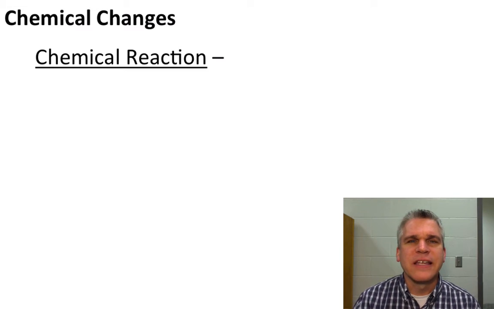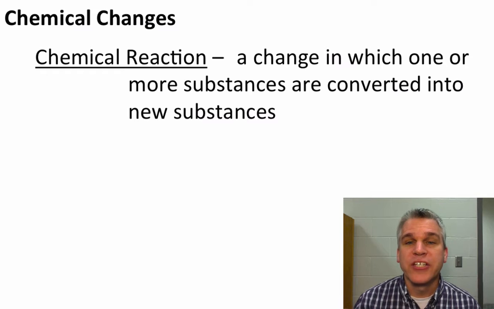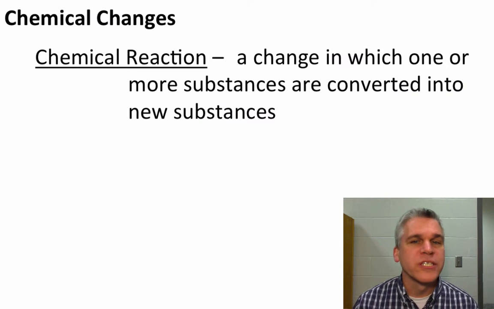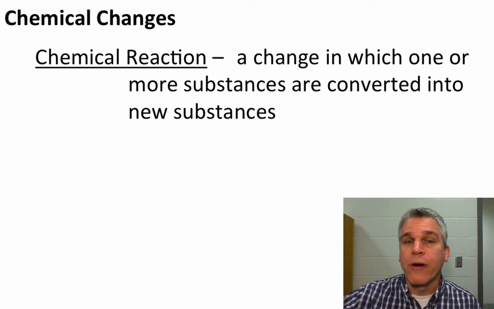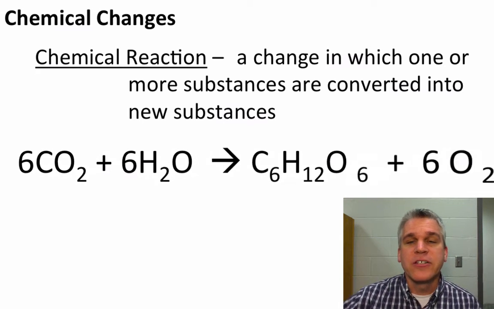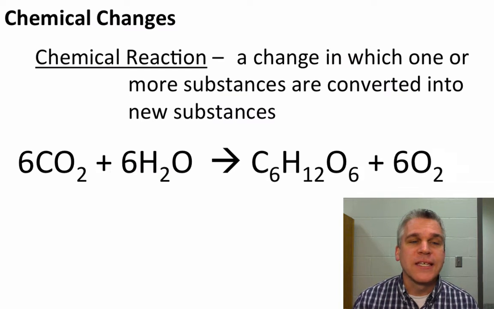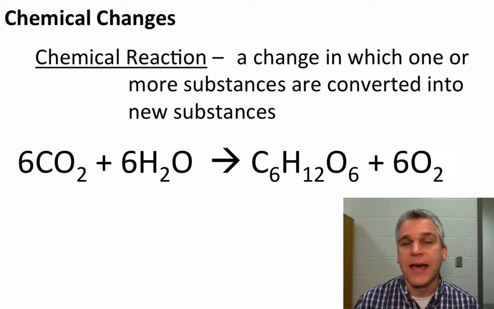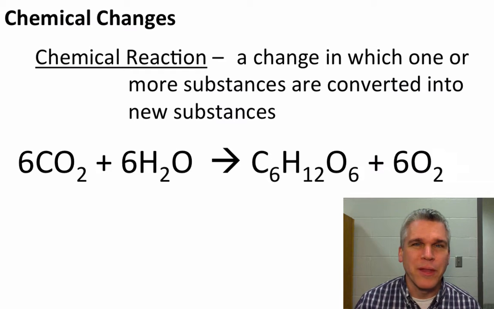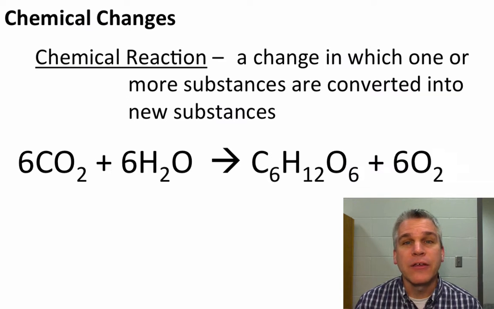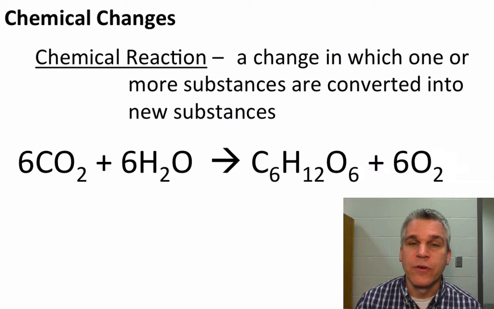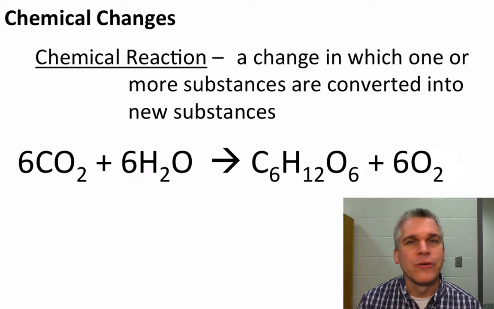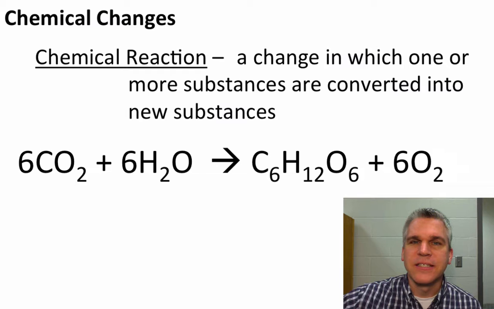Today we're looking at this idea of chemical reactions. A chemical reaction is a change in which one or more substances are converted into a new substance. So it has all new physical properties at this point. Now here's an example of one. If we take 6 molecules of carbon dioxide and 6 molecules of water, and actually plants do this, they make a molecule of sugar, C6H12O6, and 6 molecules of oxygen. This is an example of a chemical reaction that has taken place.